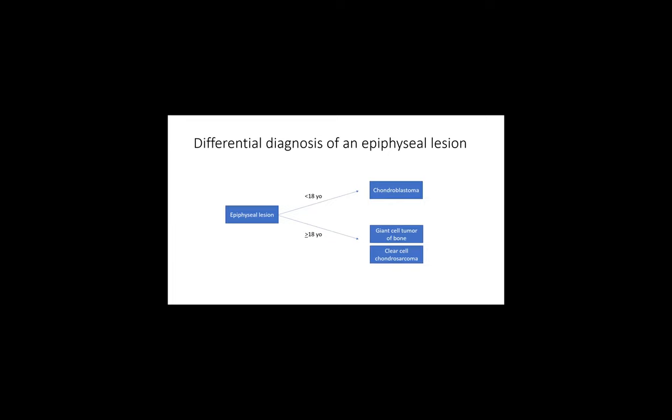And this is a very basic differential diagnosis when we see an epiphyseal lesion. And this is something that I use pretty often in my practice. When we have an epiphyseal bone lesion, the next thing I take into consideration is the patient's age. If the patient's less than 18 years of age or skeletally immature, and I have an epiphyseal lesion, I think about chondroblastoma. And conversely, if the patient's greater than around 18 years of age or skeletally mature, my differential switches to giant cell tumor of bone and clear cell chondrosarcoma. So again, it's a basic differential, but this can be helpful.